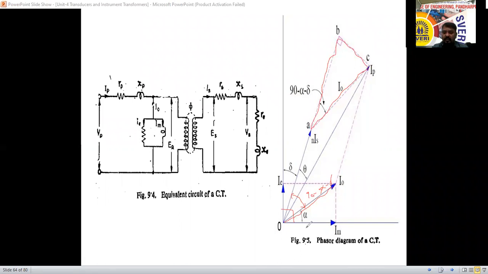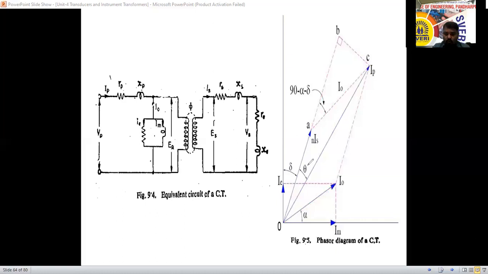This one is I naught here now. Here we are going to consider IM. Actually it will come like this here. 90 degree it should have to come, like this it should have to come. But in the book they have given like this here. This is 90 degree here. So this terminal I have given as A, this terminal as B, this terminal as C here. Based on this triangle, we are going to derive the equation, the transformation ratio equation and phase angle, here.